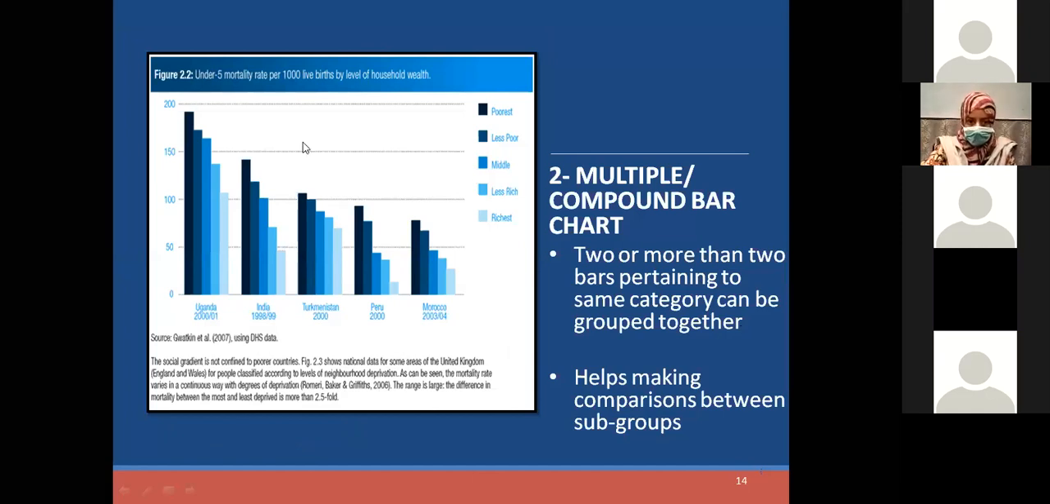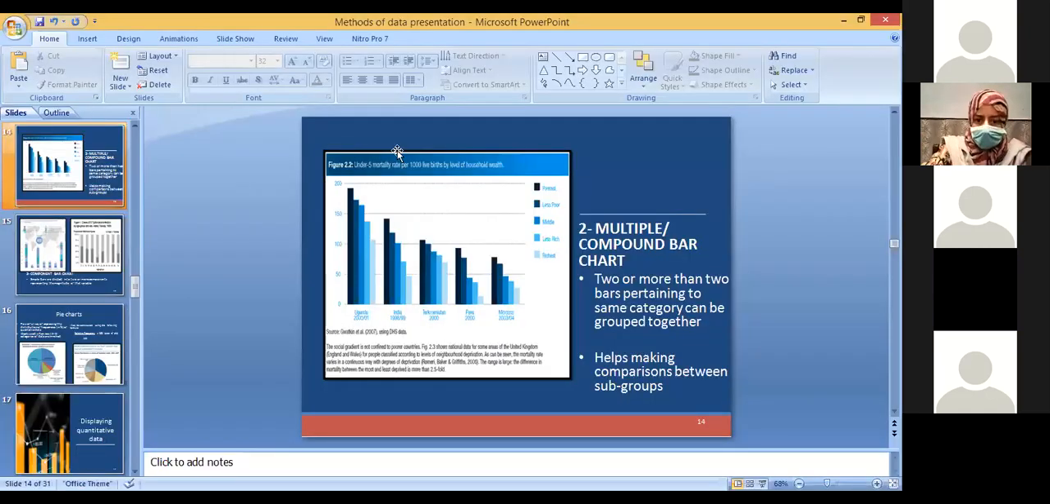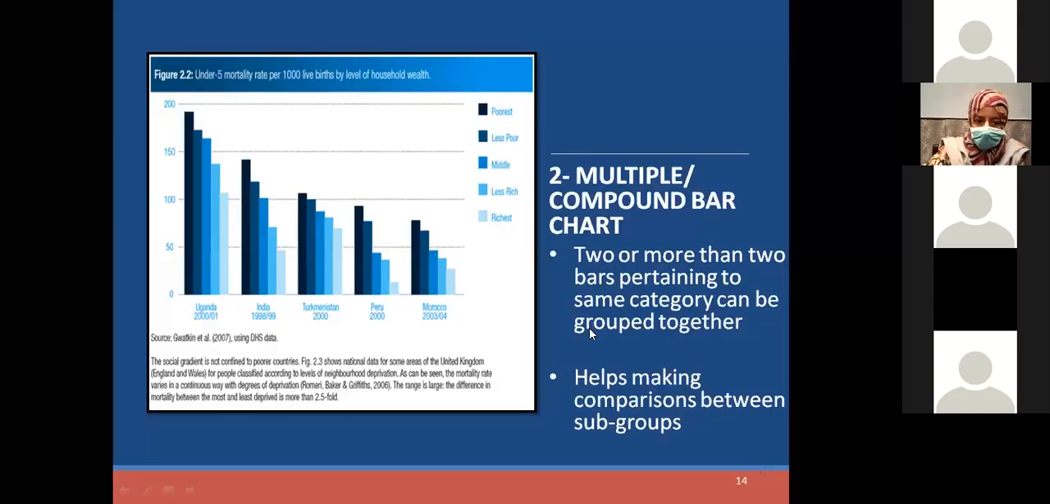For example, you have this graph, and this is a bar chart. Very clearly this is a bar chart, and what does this show? This shows different under 5 mortality rates per 1,000 live births by the level of household wealth. This is for Uganda, for India, for Turkmenistan, for Peru, and for Morocco. And these are the footnotes, and this is the source of the data.